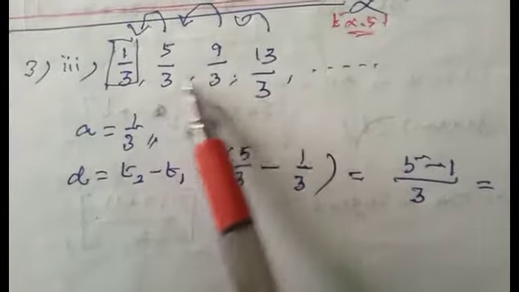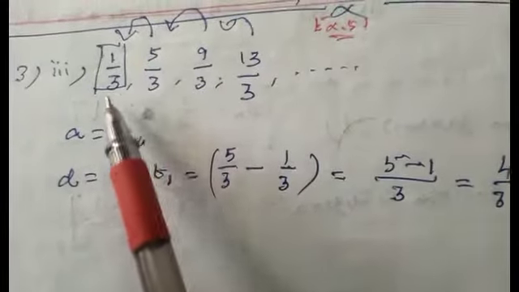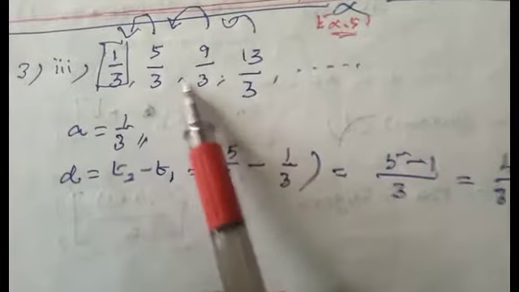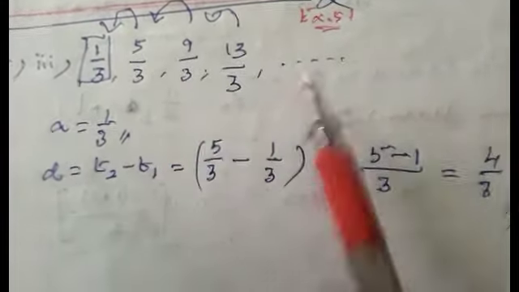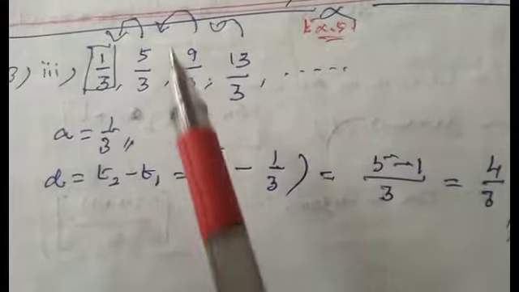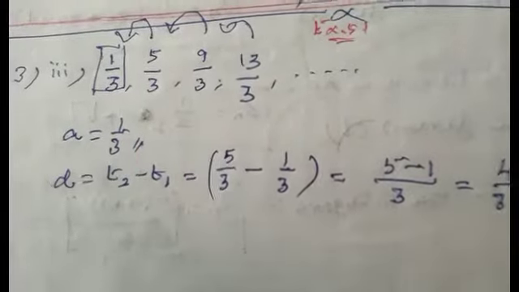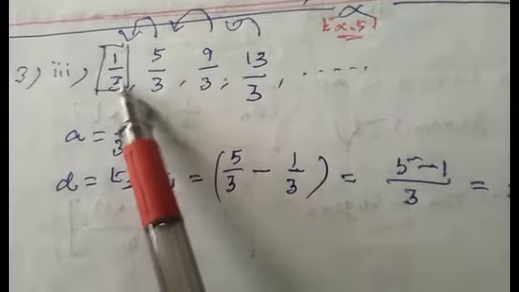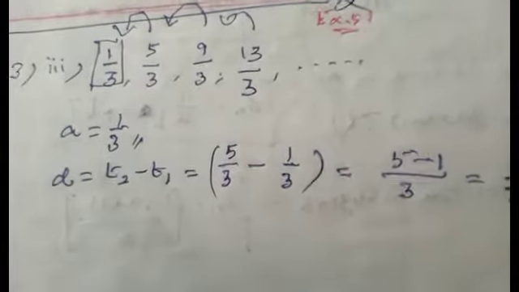In the third Roman letter, the AP is given. This is called a sequence because the numbers are separated with commas. So the AP sequence is given. Now we have to find out the first term and common difference. So the first term means a, and d we have to find out.